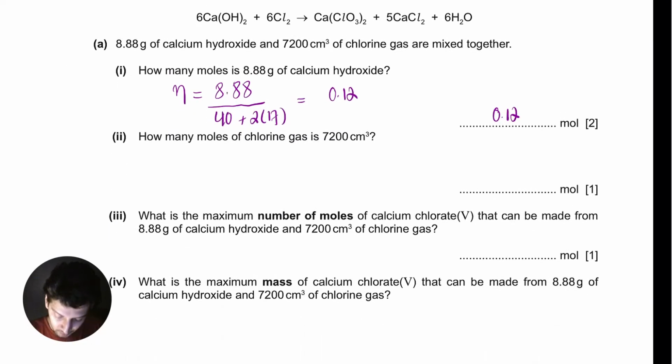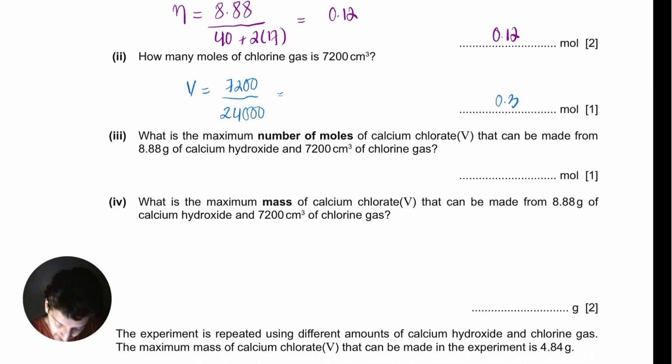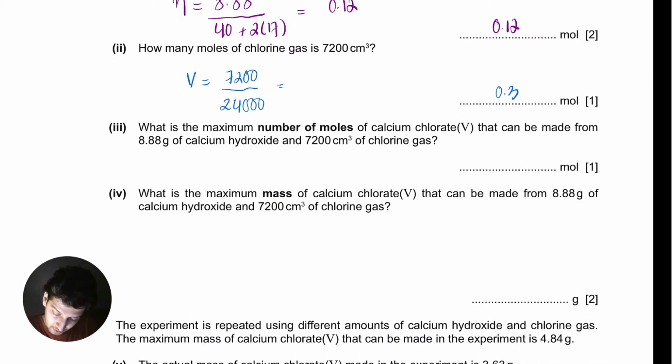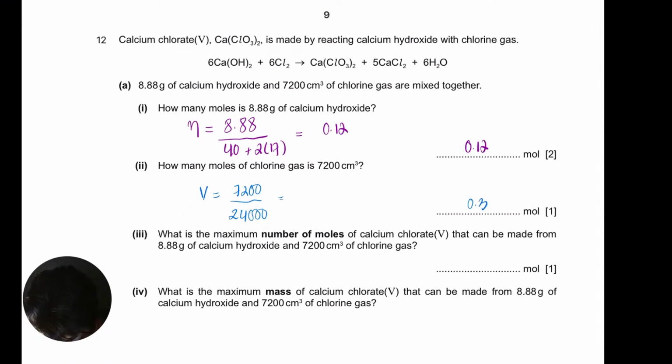0.12 moles. How many moles of chlorine gas are there in 7200 centimeter cube? That's easy. The volume is equal to 7200 divided by 24,000. It's 0.3. What is the maximum number of moles of calcium chlorate that can be made from this? Okay, I think they're going towards a limiting factor question. This is a limiting factor question.